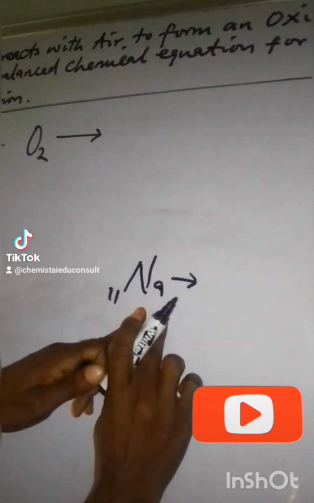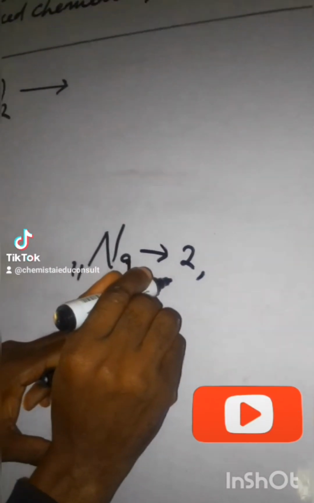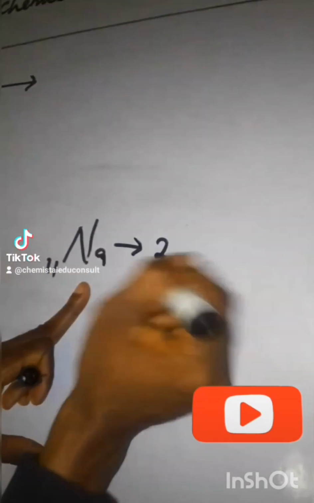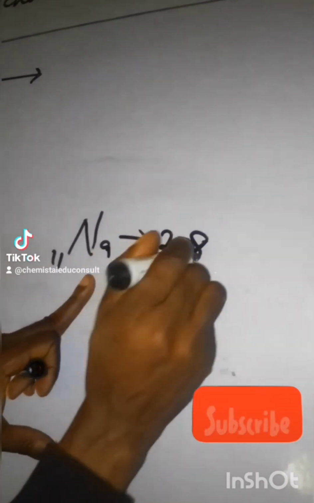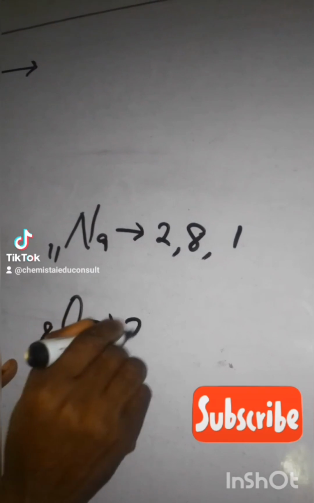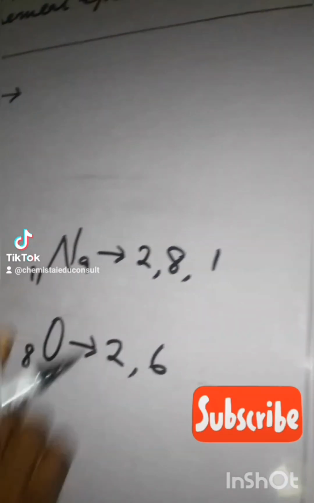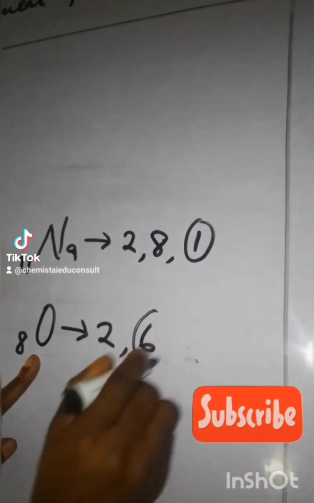You write the electronic configuration. First shell takes 2 electrons. Second shell, the subsequent shell, takes 8. That is total number of 10. And the last shell takes 1. Oxygen is number 8. First shell takes 2. Second shell takes 6. If you look at this, you see that the valence electron of sodium is 1, and that of oxygen is 6.